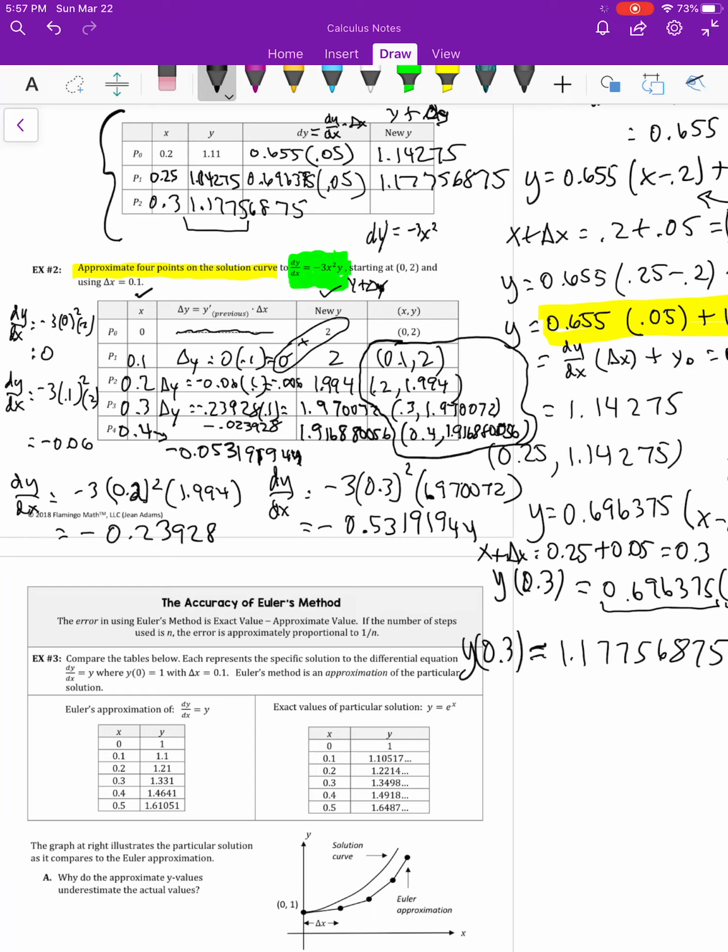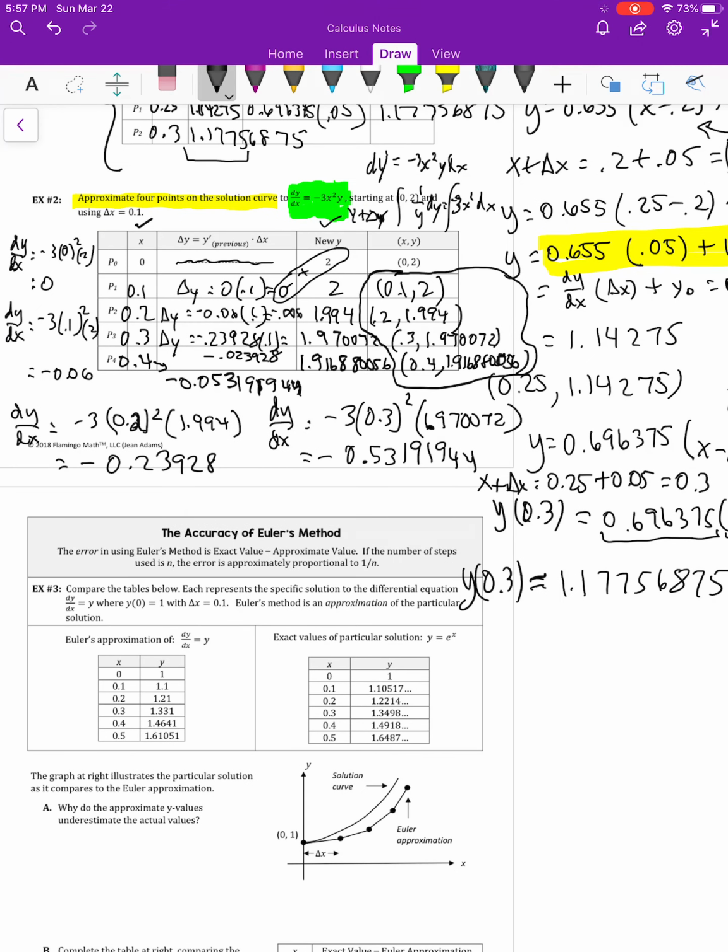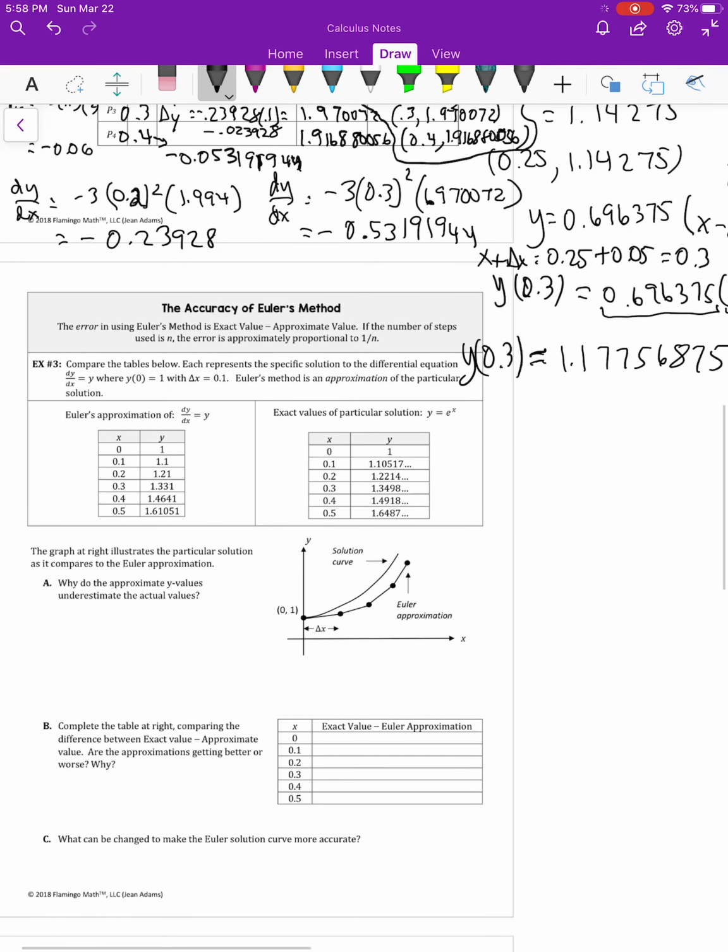When I say the solution to it, if I separated it, if I said dy equals negative 3x squared y dx, and then I divided by y on both sides, giving me 1 over y dy equals negative 3x squared dx, and I integrated both sides, whatever function I get, that's the solution to that differential equation. You separate it and you integrate both sides. Sometimes these are impossible to take the integral of, and so you want to have points like this so that you can move along the curve and find out what that original function is.